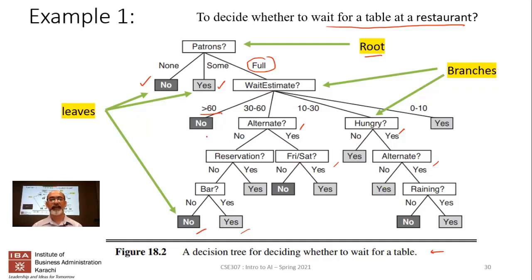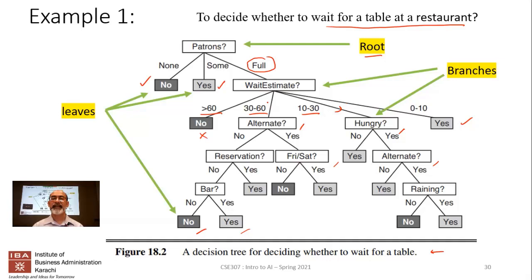He says over an hour. You say, forget it, I'm not going to wait for over 60 minutes. He says 0 to 10 minutes, you say, great, we'll just wait. Not very difficult. What if it's in the middle? If it's between 10 to 30 or 30 to 60, then you might want to think about it. Now, if it's 10 to 30, under 30 minutes, you might ask, am I hungry or not? In this case, I'll go down this path.